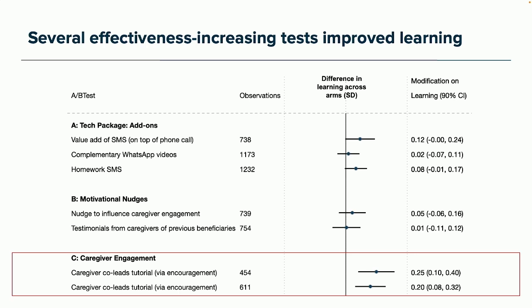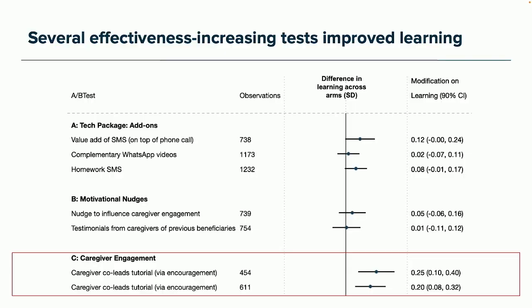So here, the key is that the line down the middle shows no difference in learning. So if the dot and whiskers cross the thick line in the middle, that means there's no improvement in learning from this modification. So you can see a bunch of duds, mostly duds, but these ones at the bottom are huge effects. So this is showing that there's a 0.25 standard deviation improvement in learning, and now I need to give a rule of thumb.